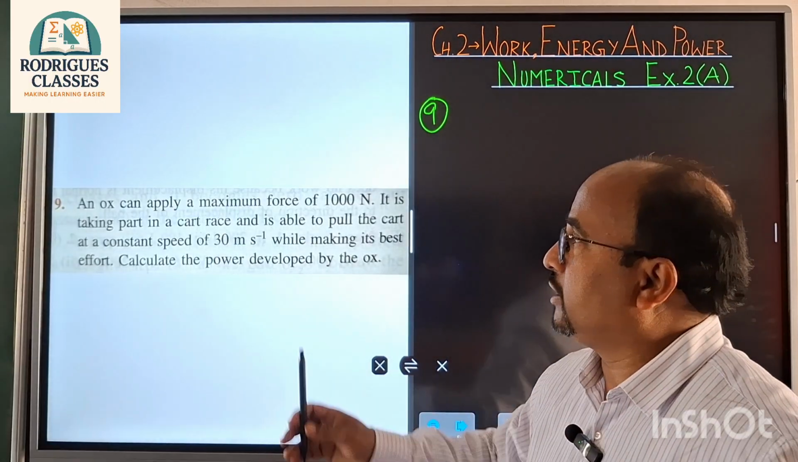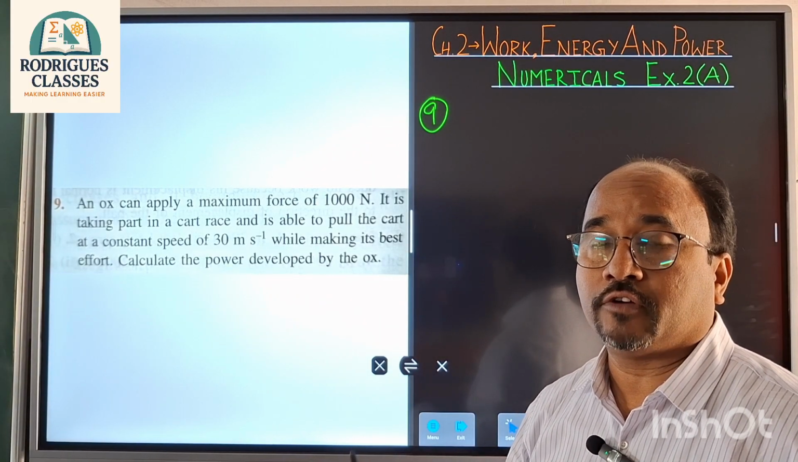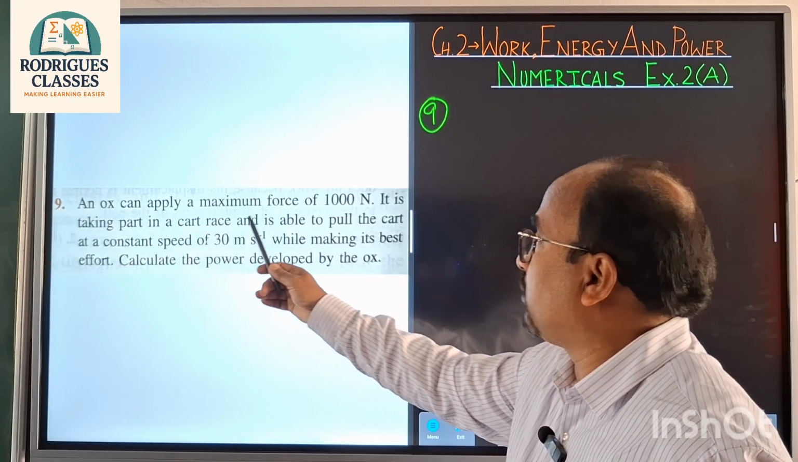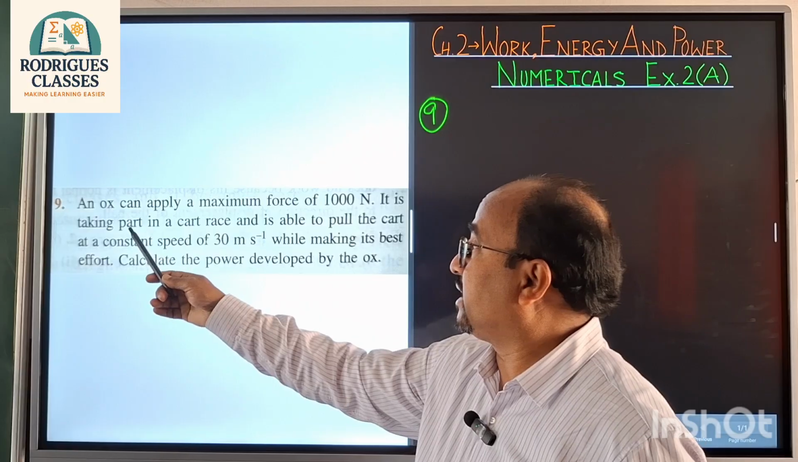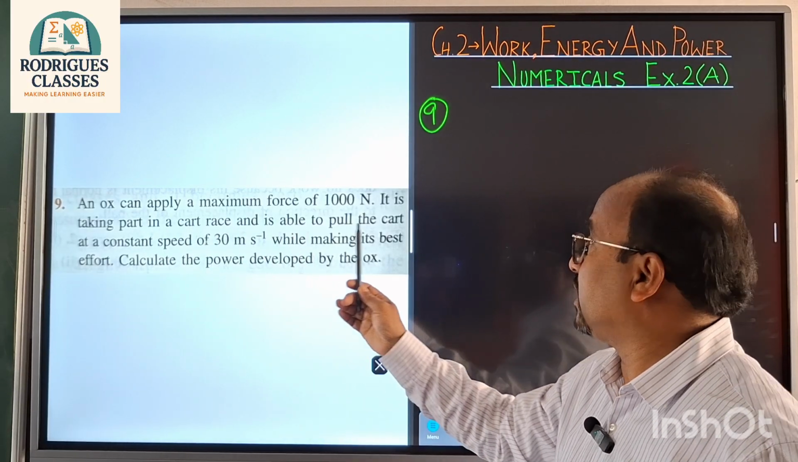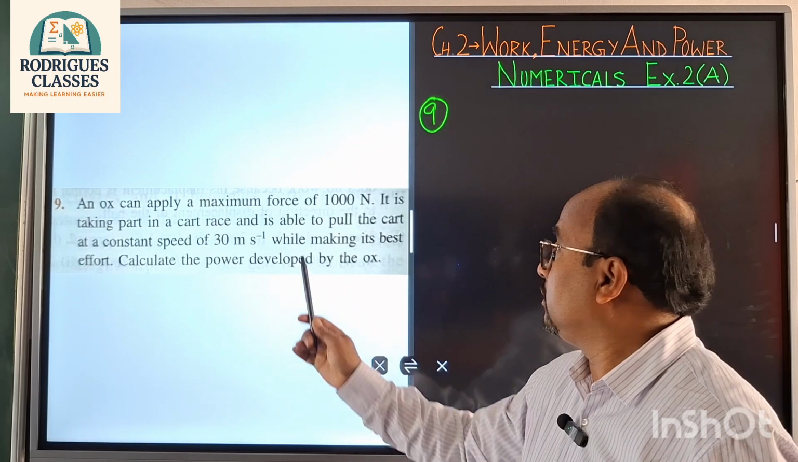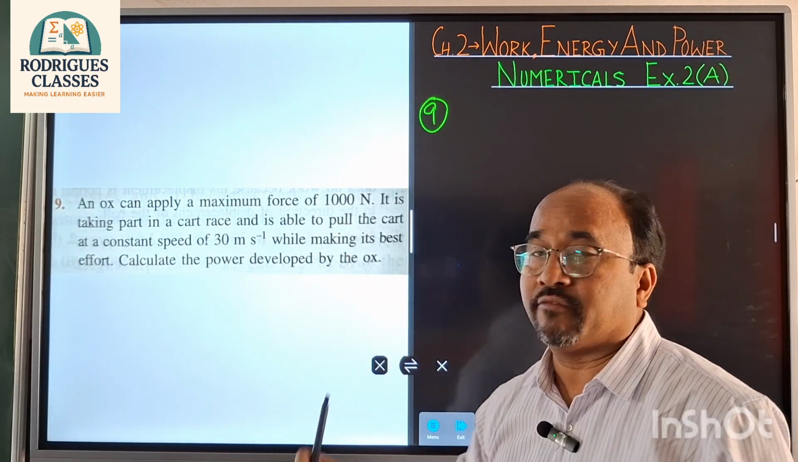Now next numerical number 9 is a very short and easy numerical, but it uses a formula which you all usually forget. Number 9.1: an ox can apply a maximum force of 1000 Newton. Force is given. It is taking part in a cart race and is able to pull the cart at a constant speed of 30 meters per second while making its best effort. Calculate the power developed by the ox.